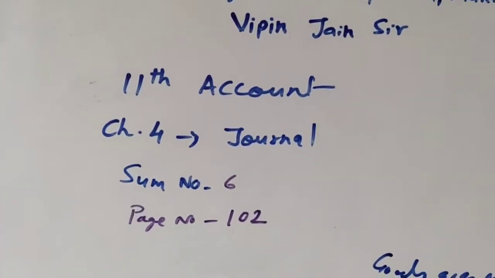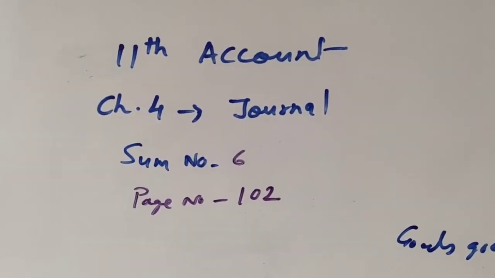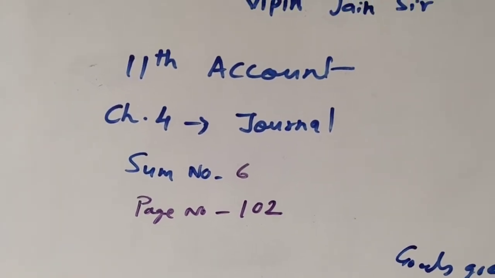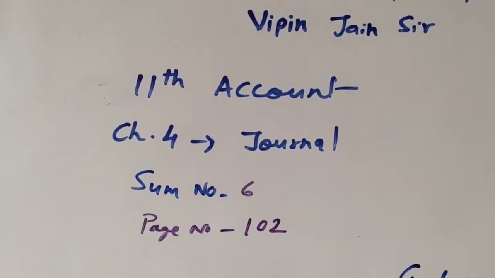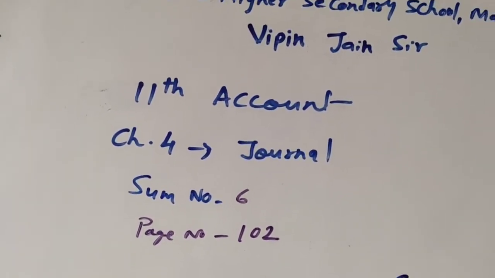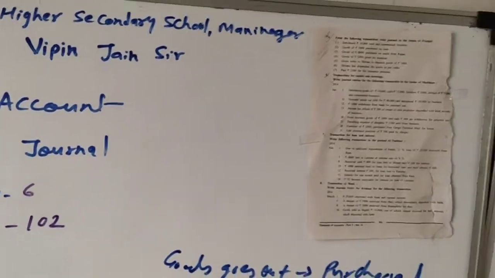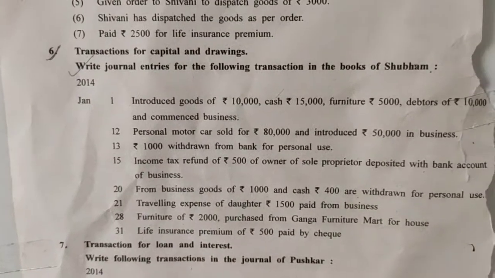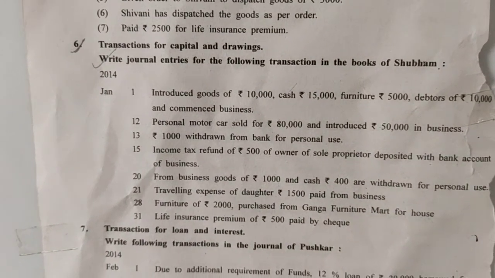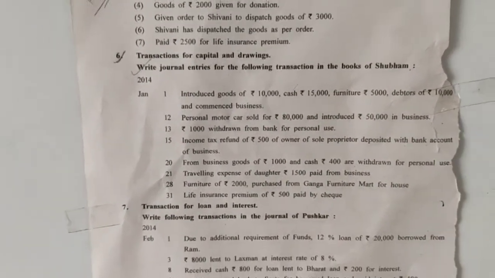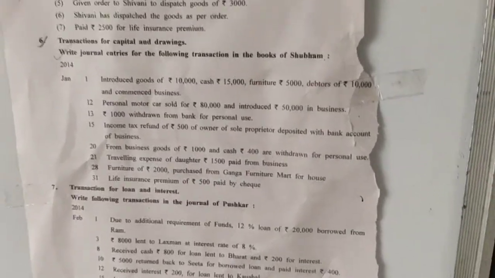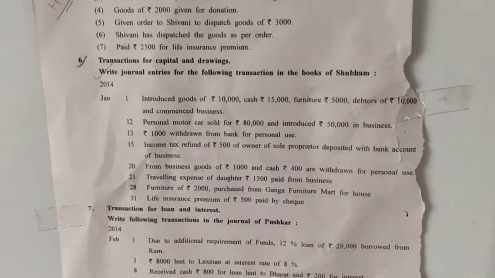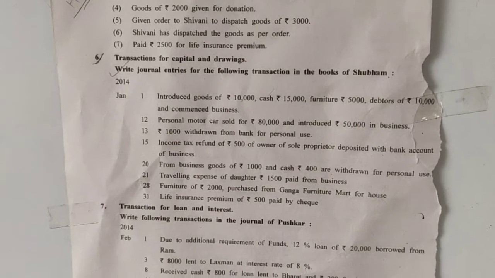Now we come to the main topic. Here today we are going to solve sum number 6, which is given on page number 102 in the new textbook. Right? Sum number 6, page number 102. The sum is transactions for capital and drawing. That means here they are going to give maximum transactions which are of drawings and capital.